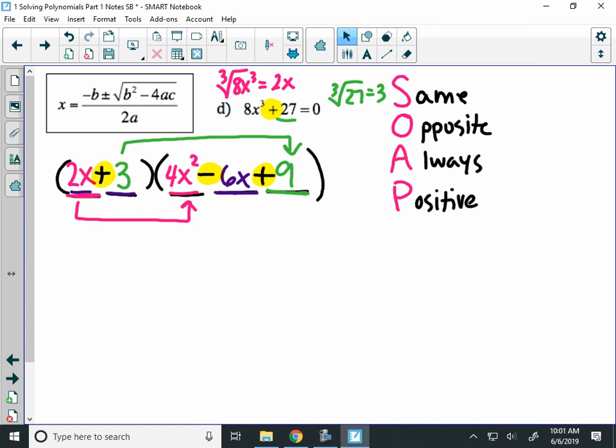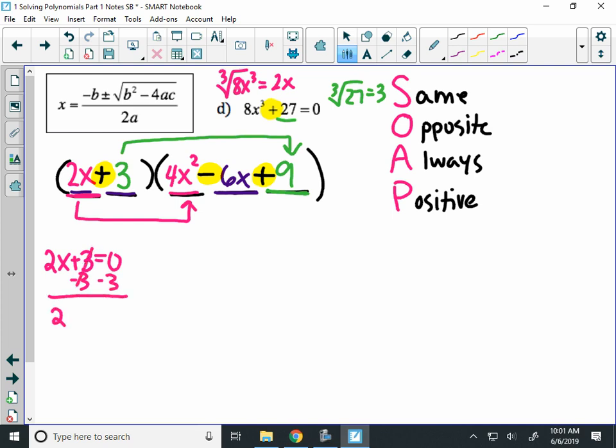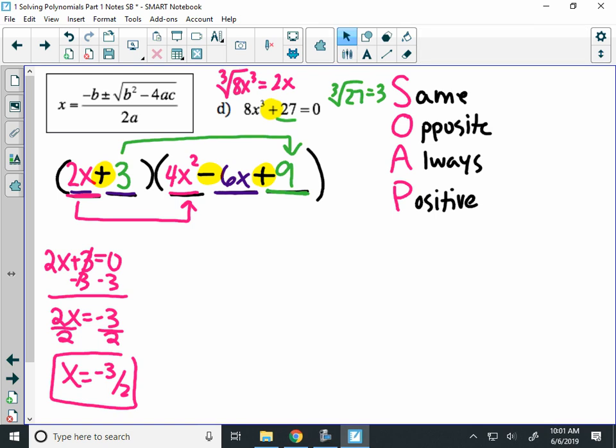That in itself can be a little bit challenging, but now we have to solve it. So what I do is I'm going to take the 2x plus 3 and set it equal to 0. We'll talk about the next part in a minute. I'm going to subtract 3 and get 2x equals negative 3 and divide by 2. That would be your solution for that first factor.